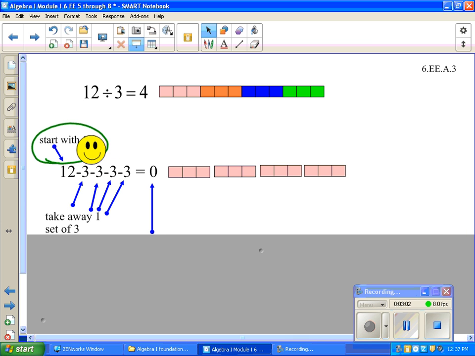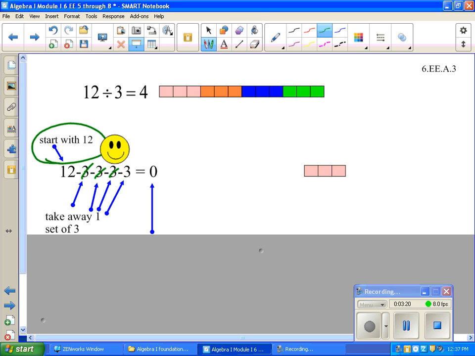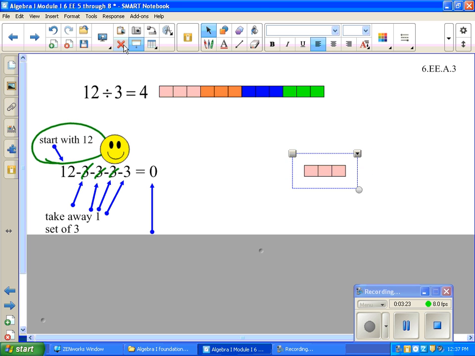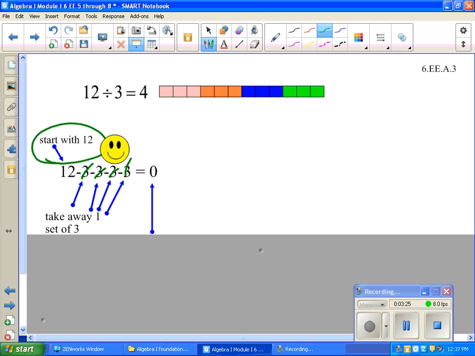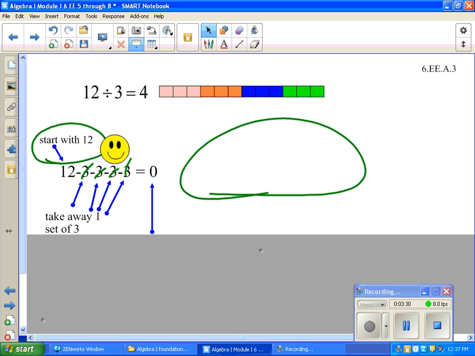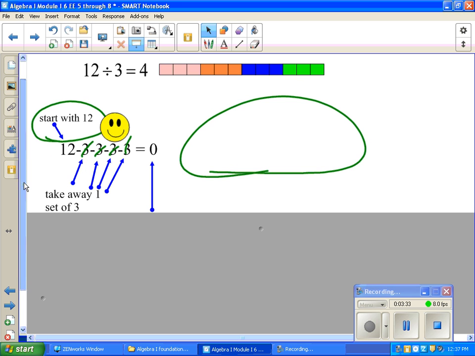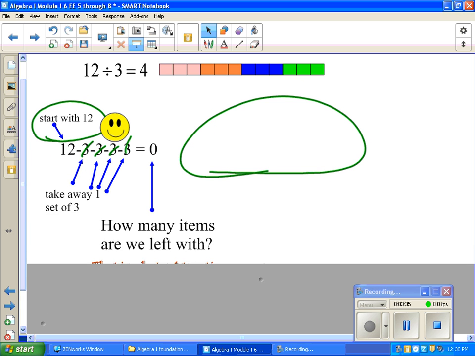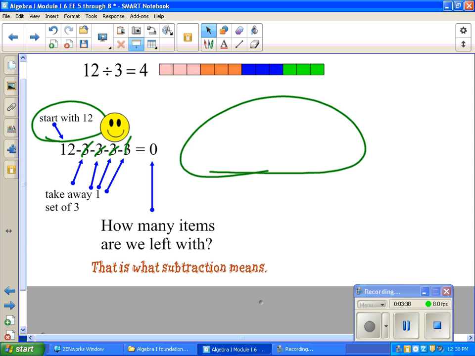Here, I'm going to take the first set of three away. I'm going to take the second set of three away. I'm going to take the third set of three away. And I'm going to take the fourth set of three away. And I'm left with nothing. I'm left with zero. So notice how many items I'm left with is nothing. And that's what subtraction means.